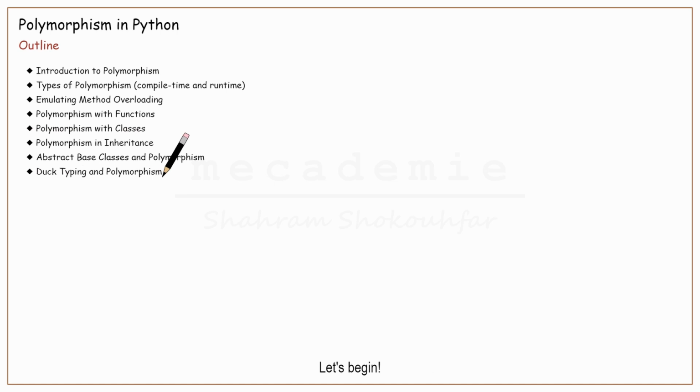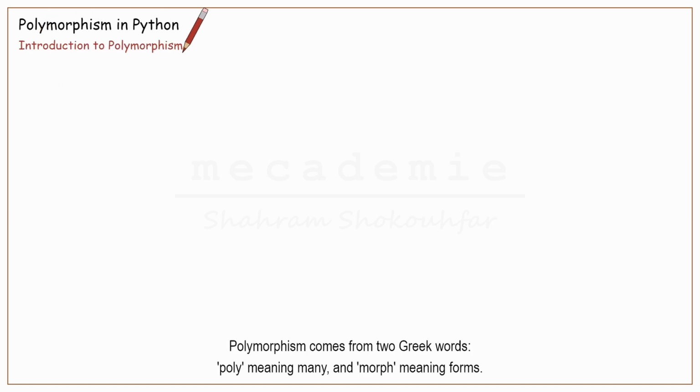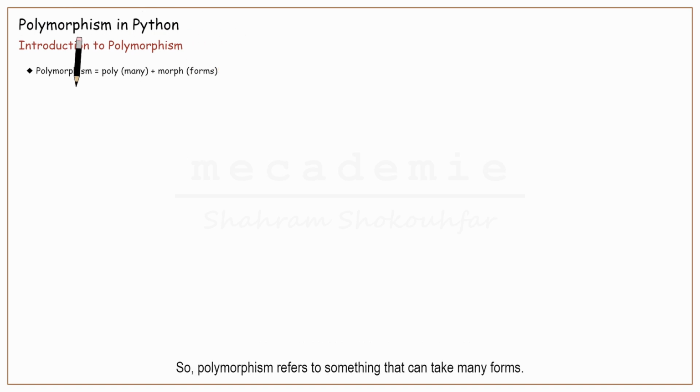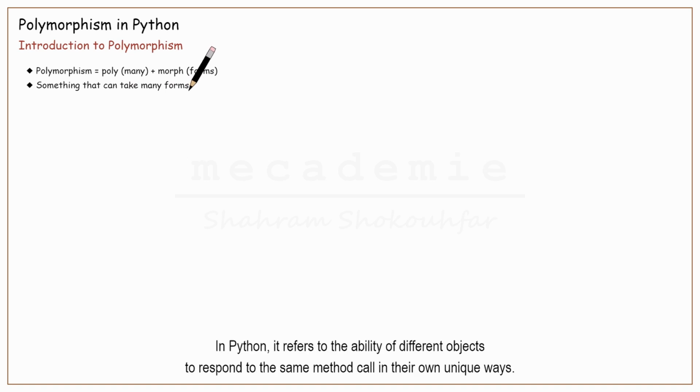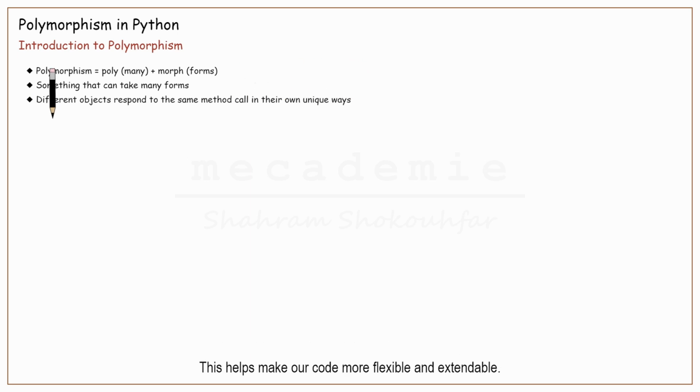Let's begin. Polymorphism comes from two Greek words, poly meaning many and morph meaning forms. So polymorphism refers to something that can take many forms. In Python, it refers to the ability of different objects to respond to the same method call in their own unique ways. This helps make our code more flexible and extendable.